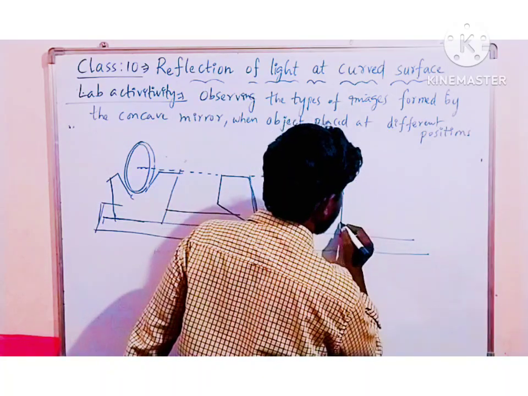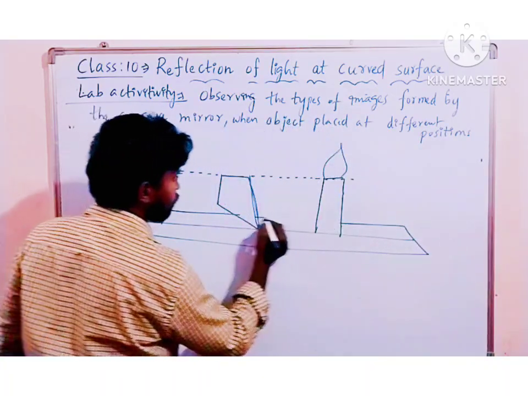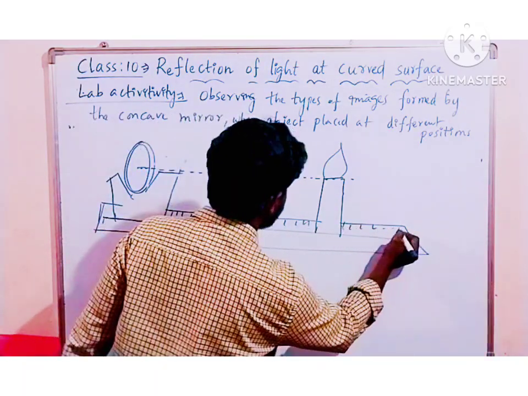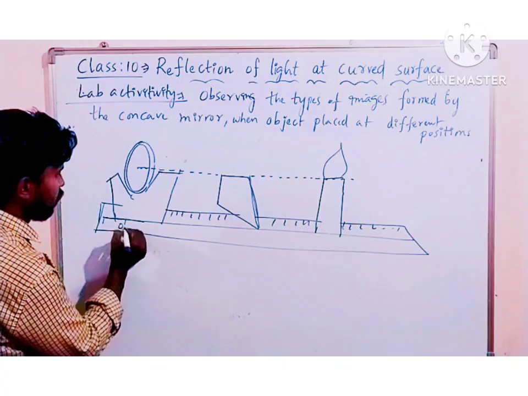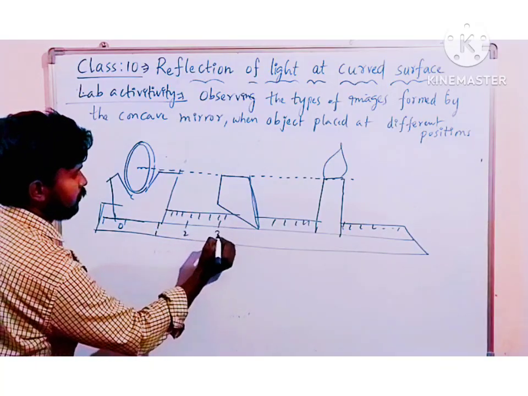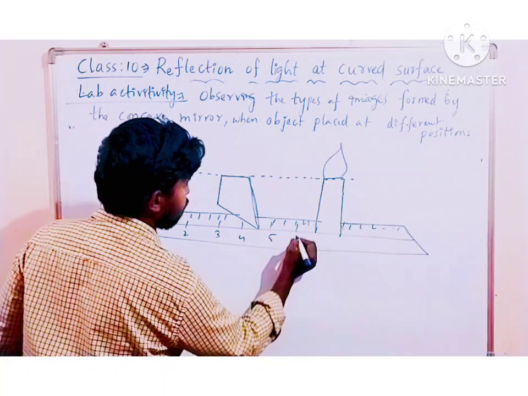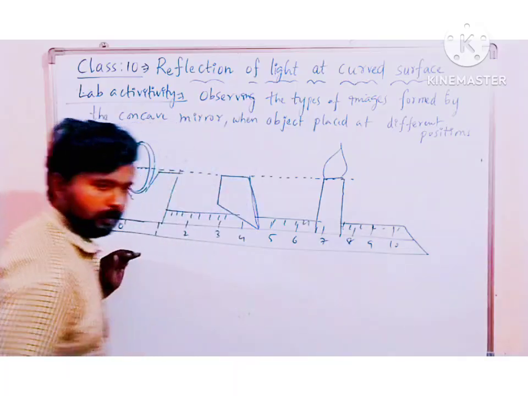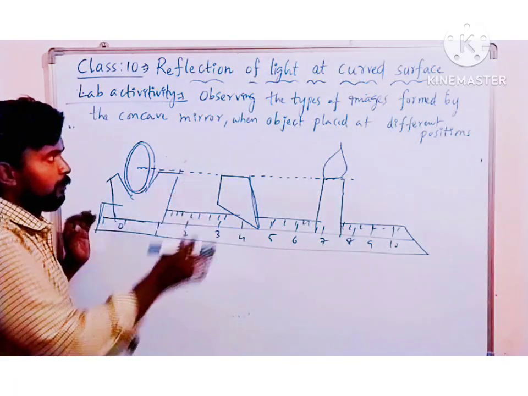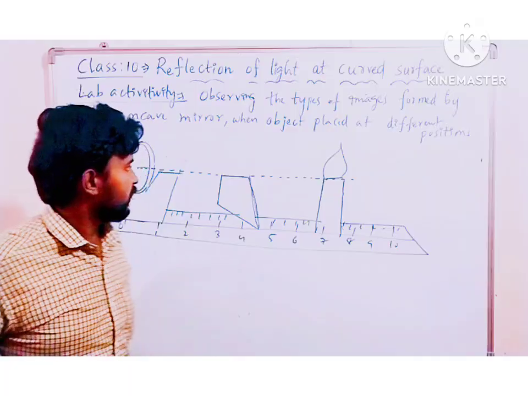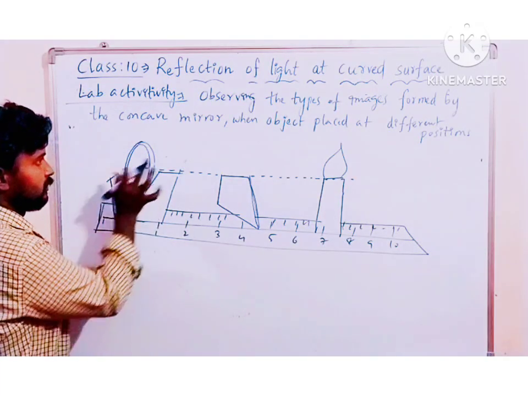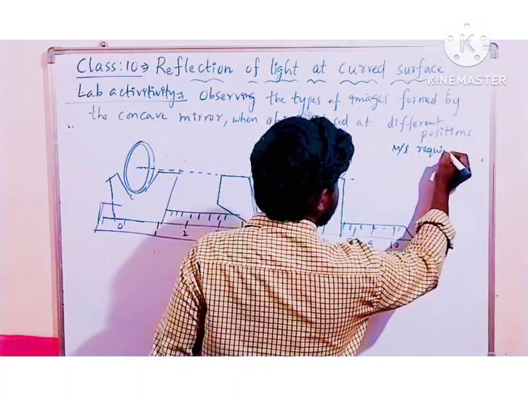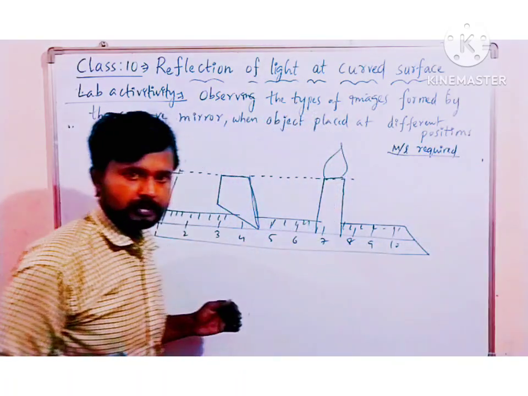Here it is a meter scale. On the meter scale, we have to take 0, 1, 2, 3, 4, 5, 6, 7, 8, 9, 10. It is a centimeter scale. Look here: what are the materials required to understand this experiment? First is the V stand. The V stand is a material required. A 2 marks question: every year, they ask for the materials required.